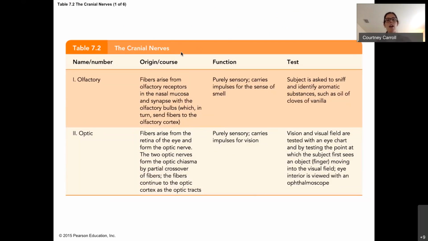2 is optic. Optic is from the retina, so the fibers in the retina will form your optic nerve, and we'll talk about both of these cranial nerves more in depth in chapter 8 when we go into our senses. This sends the fibers back to our optic cortex, and again, these are also purely sensory. So cranial nerve 2, also purely sensory, purely about the sense of vision.